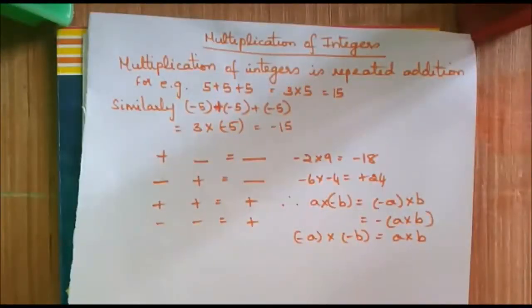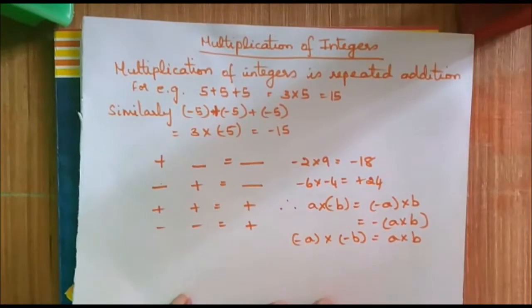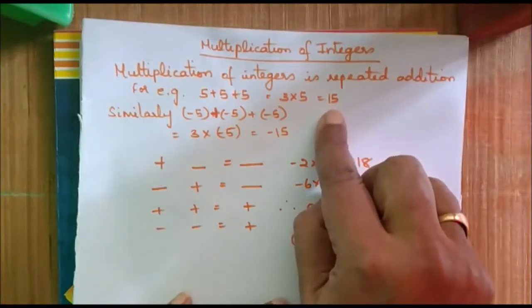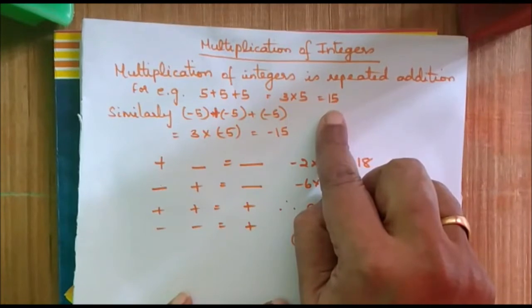Hello friends, in today's class we will see about the multiplication of integers. Multiplication of integers is repeated addition. For example, if I take 5 plus 5 is 10. To that I add another 5. It is 15. This can also be written as 3 into 5 because there are 3 5s. If I write it as 3 into 5, even then I will get the answer 15. Therefore, multiplication is repeated addition.